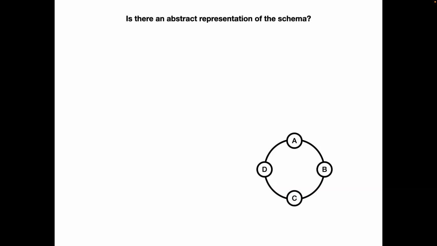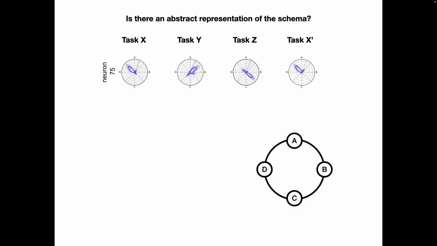Okay, so here's the first big question. If those cells code for A in one task, do they also code for A in the other task? That is, have they got this abstraction? Are they counting how far you are in the task? And the answer to that question is going to be no.